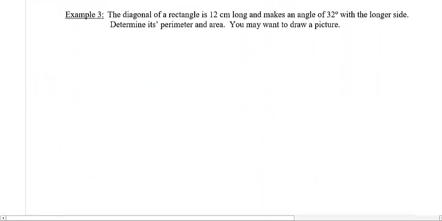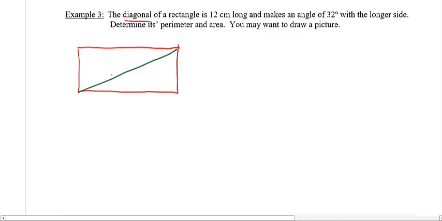Here's another one. See if you can figure this out. I have the diagonal of a rectangle. If you don't know what the diagonal of a rectangle is, here's my rectangle. The diagonal is the distance connecting two opposite vertices, like that. So there's my diagonal. It's 12 centimeters long. And it makes an angle of 32 with the longer side. So that means this angle here is 32.